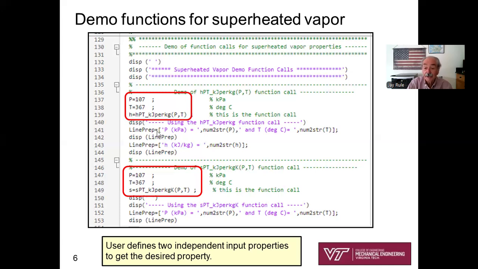And then all I do is prepare my output to the command window for the demo. Same ideas, demo of SPT. So I'm going to enter a pressure and a temperature, basically the same demo numbers. And this time I'm looking for entropy S. So I'll assign S and then call up my function SPT in kilojoules per kilogram degree K with my inputs P and T in parentheses. I hope this is a crash course to give you a general idea of how these function calls work.